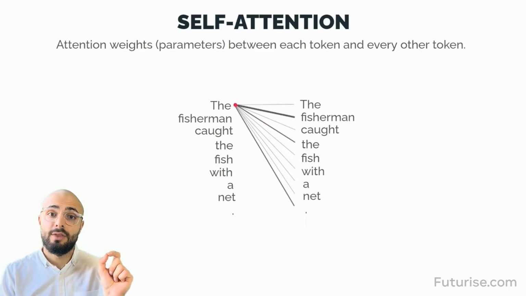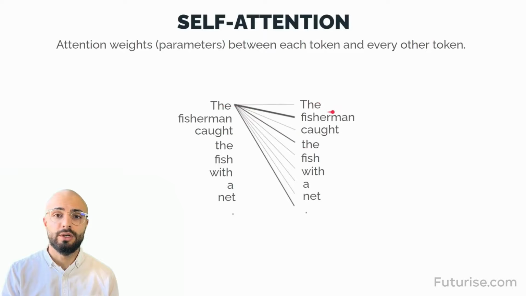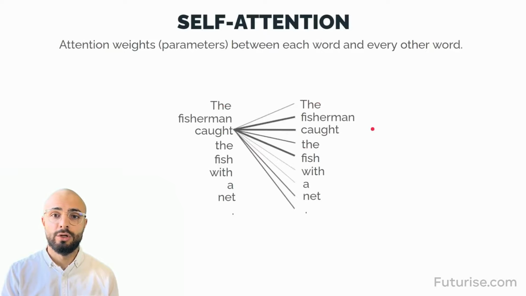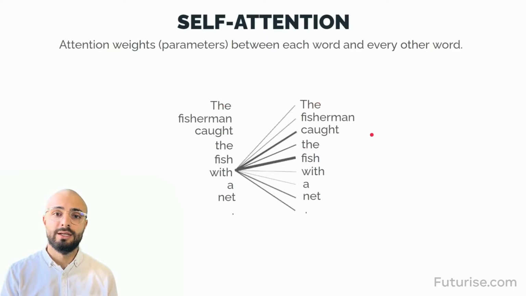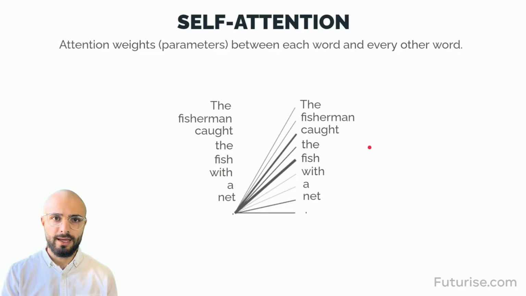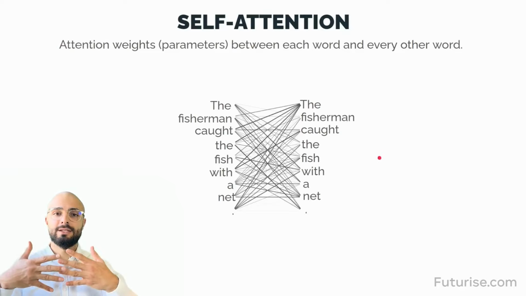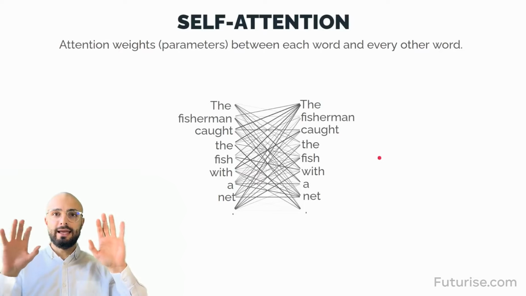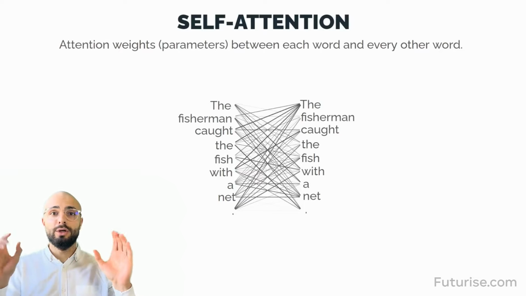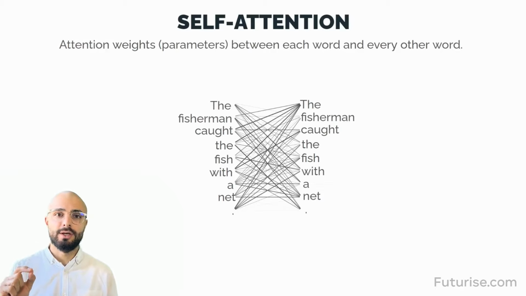And then it assigns another weight between the and caught, which is a bit thinner. It's not as important as fisherman, and so on. And then it assigns all these weights. Now, it doesn't just do that with the first word. It does that with every single word relative to every single other word in the entire prompt. Okay? And then what you get is this net of all these parameters between every word in a prompt relative to every other word. And these are all weights and numbers. Okay? And with that, you are able to understand the importance of the context of what the prompt is saying.